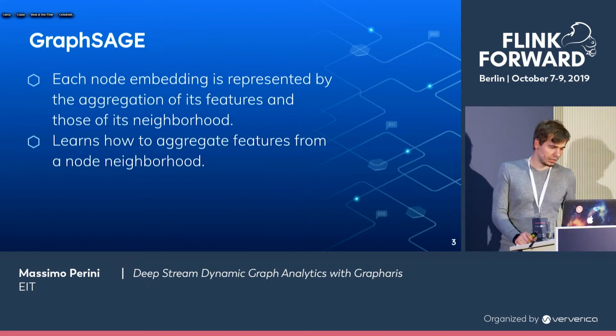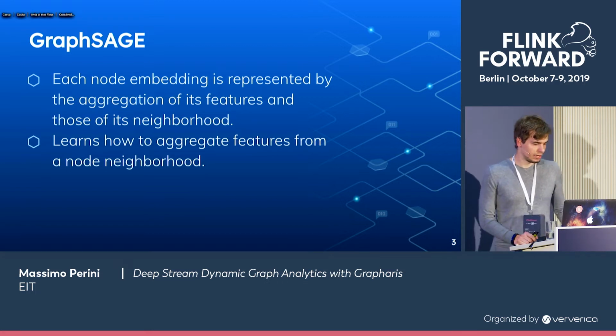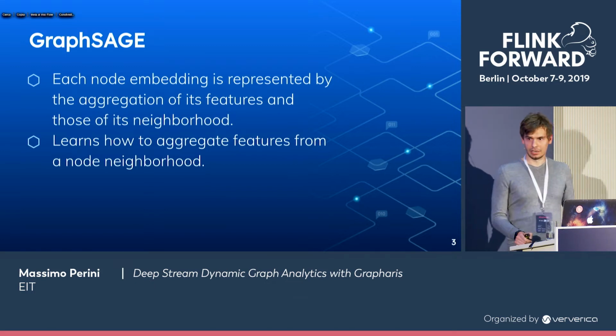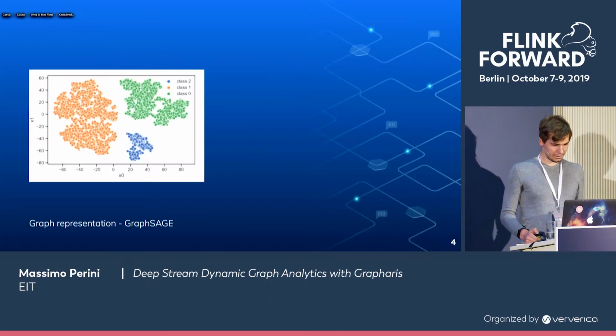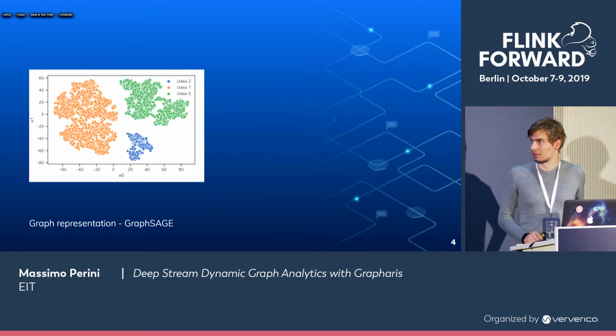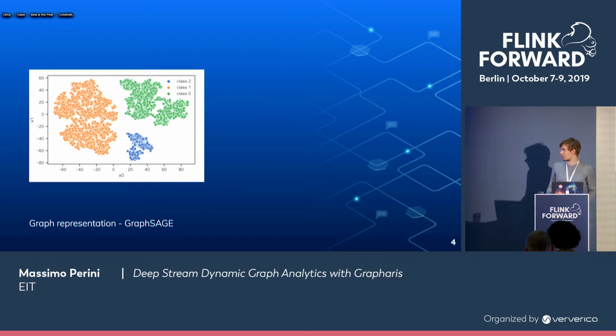One of the most popular models is GraphSAGE. GraphSAGE learns how to perform machine learning prediction, for example, vertex classification, given the vertex and the neighborhood vertices. So basically, it learns how to aggregate features from the vertices. This is an example of how GraphSAGE works. In this case, we are performing vertex classification, and as can be seen, GraphSAGE learns how to classify vertices into 3 classes.